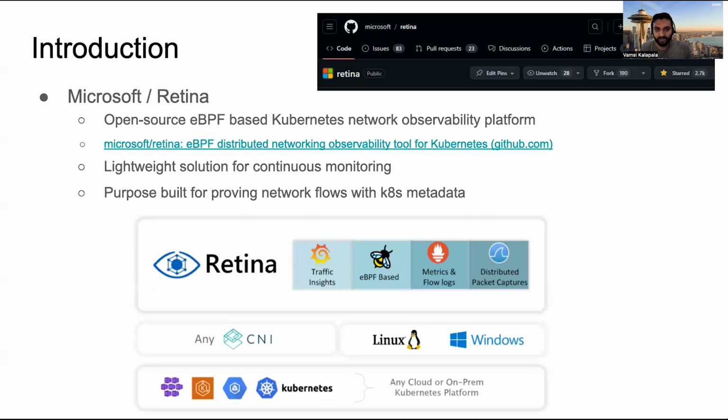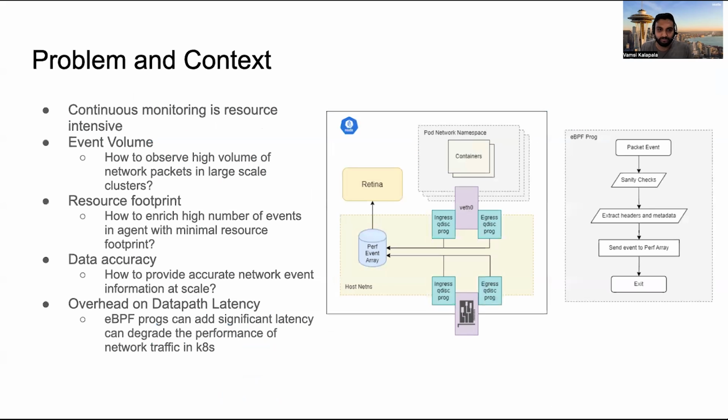Let's begin with a bit of background. Our work is part of the Microsoft Retina project, an open source eBPF-based Kubernetes network observability platform. Retina is a lightweight solution designed for continuous monitoring. Traditional monitoring solutions often struggle to keep up with the dynamic nature and volume of network traffic in Kubernetes clusters. This is where eBPF comes in, offering a powerful way to monitor network traffic at a granular level.